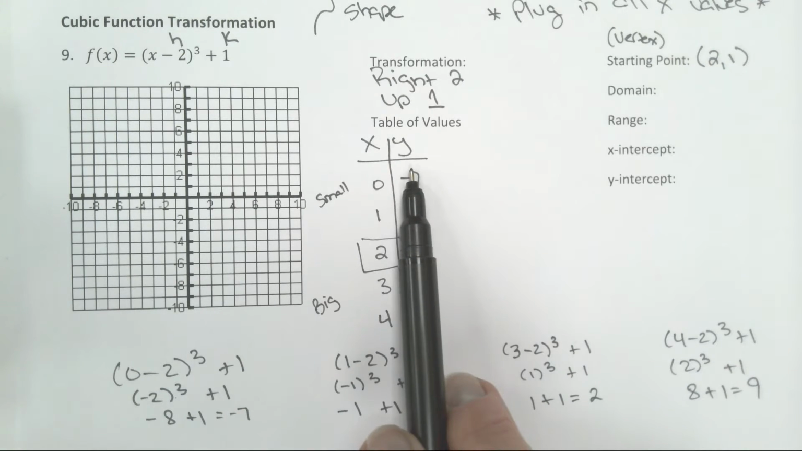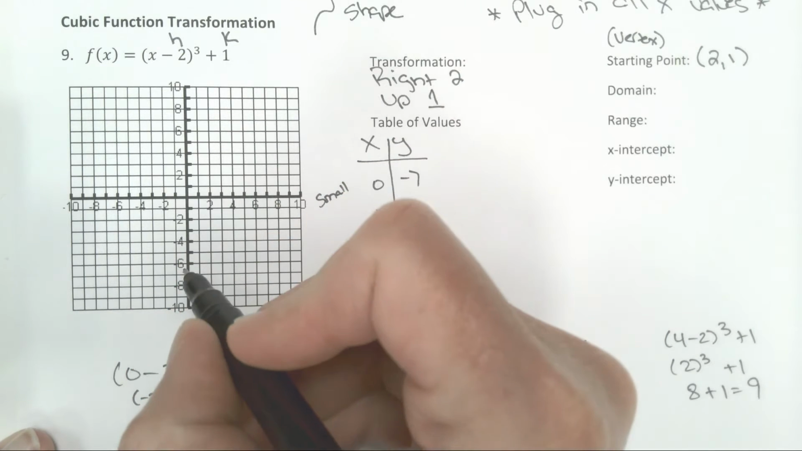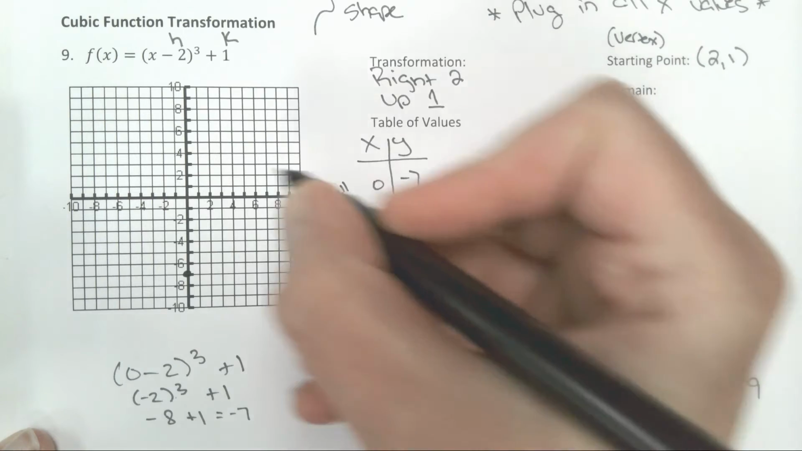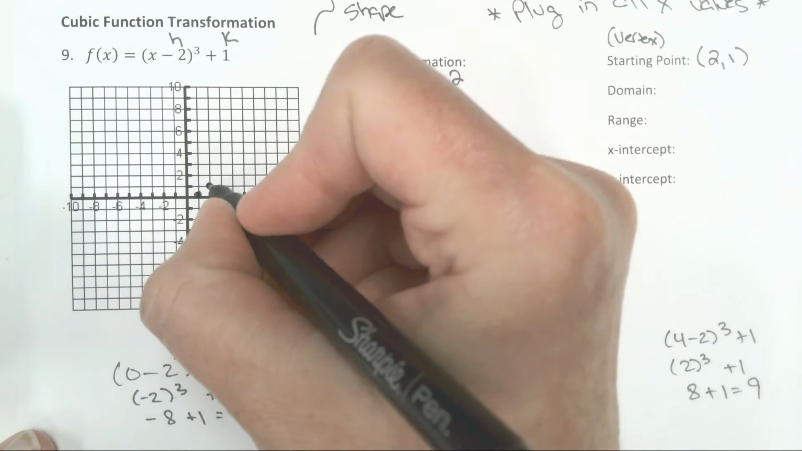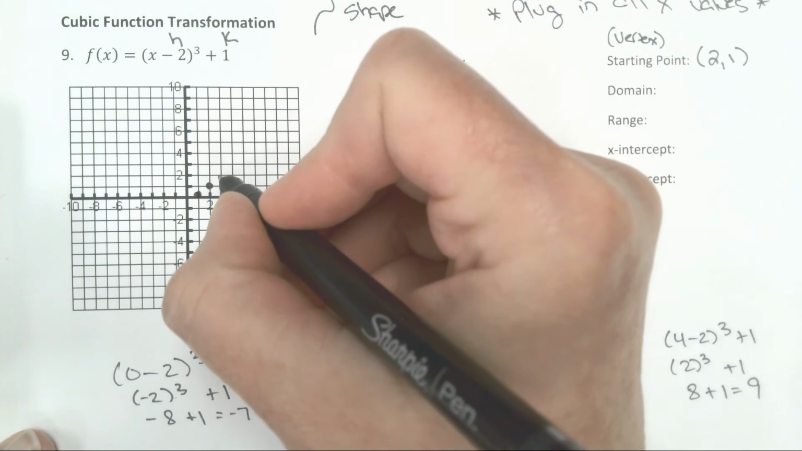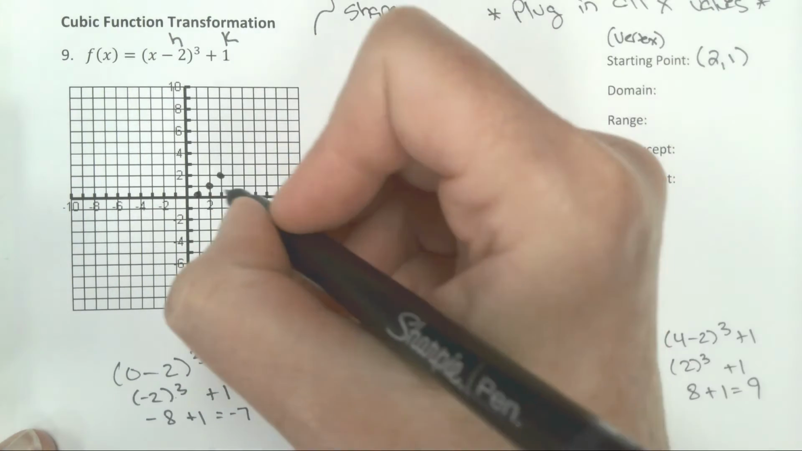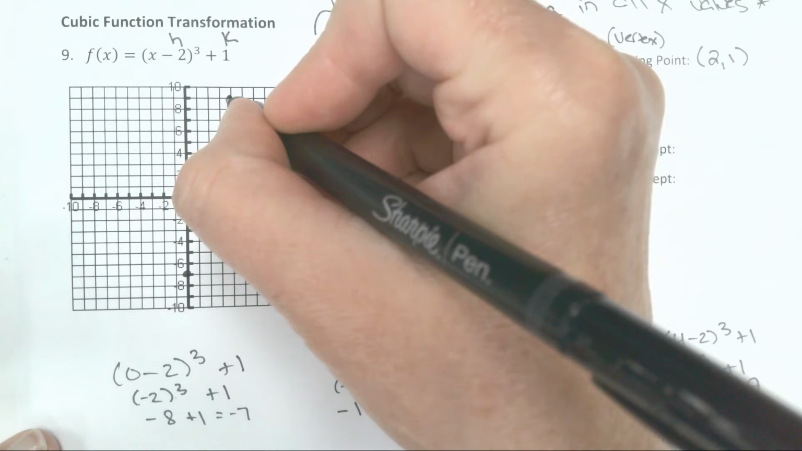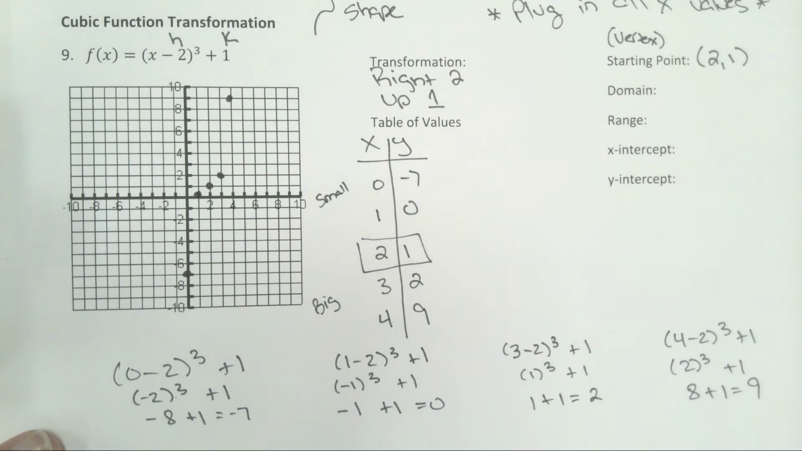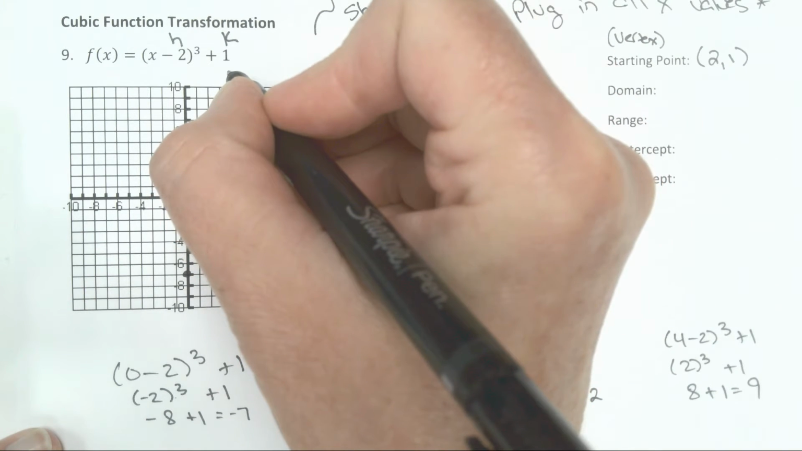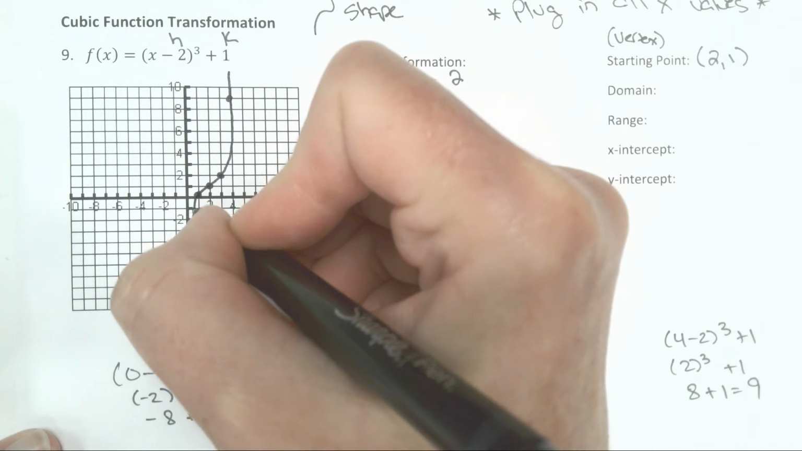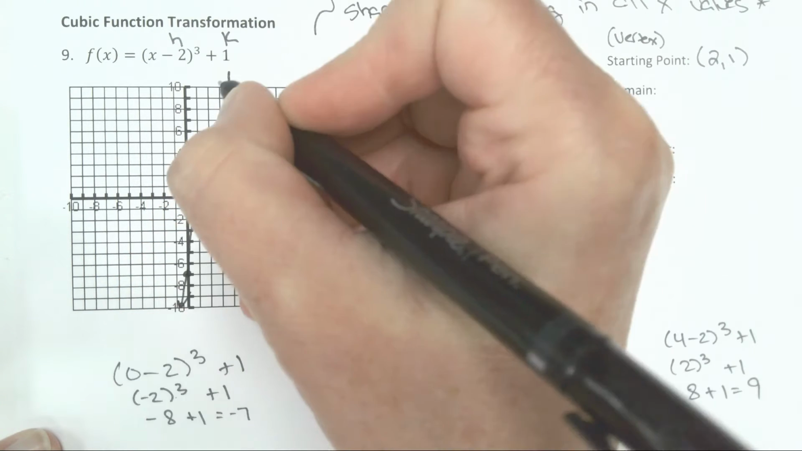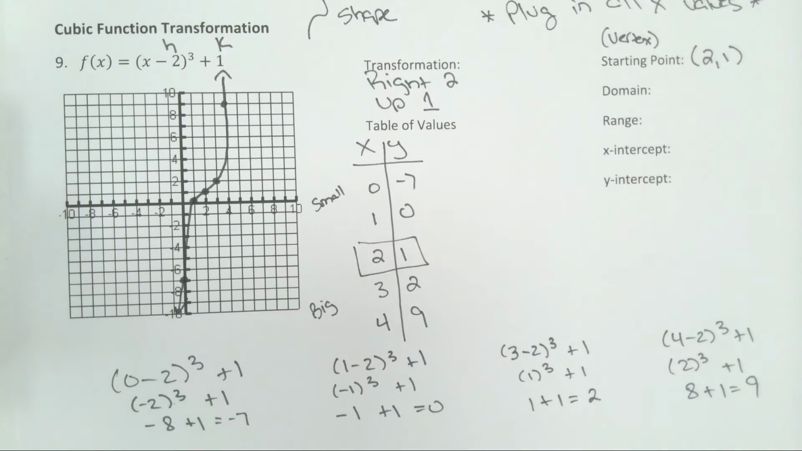All right, I'm going to go plot these points. (0, negative 7), (1, 0) is right there, (2, 1), (3, 2), and (4, 9). So I'm just going to kind of connect the dots and sketch it in as best I can. And that looks pretty reasonable today.